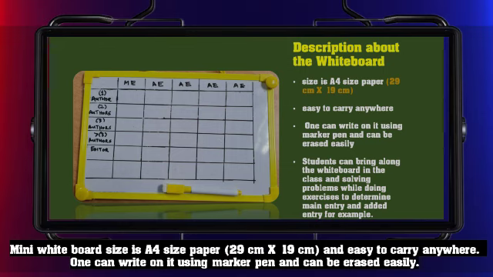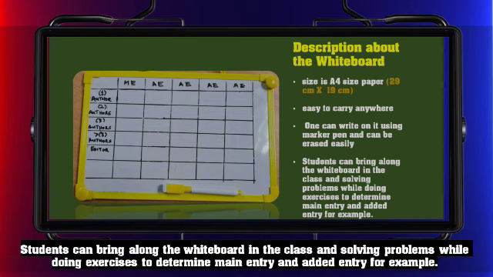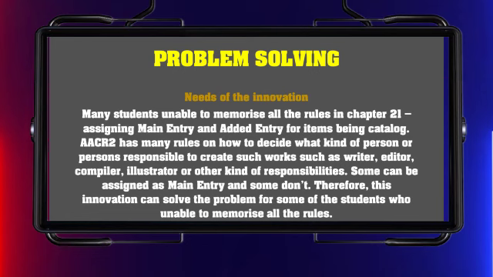Mini whiteboard size is A4 size paper 29 cm x 90 cm and easy to carry anywhere. One can write on it using marker pen and can be erased easily. Students can bring along the whiteboard in the class and solve problems while doing exercises to determine main entry and added entry, for example. The problem solving.